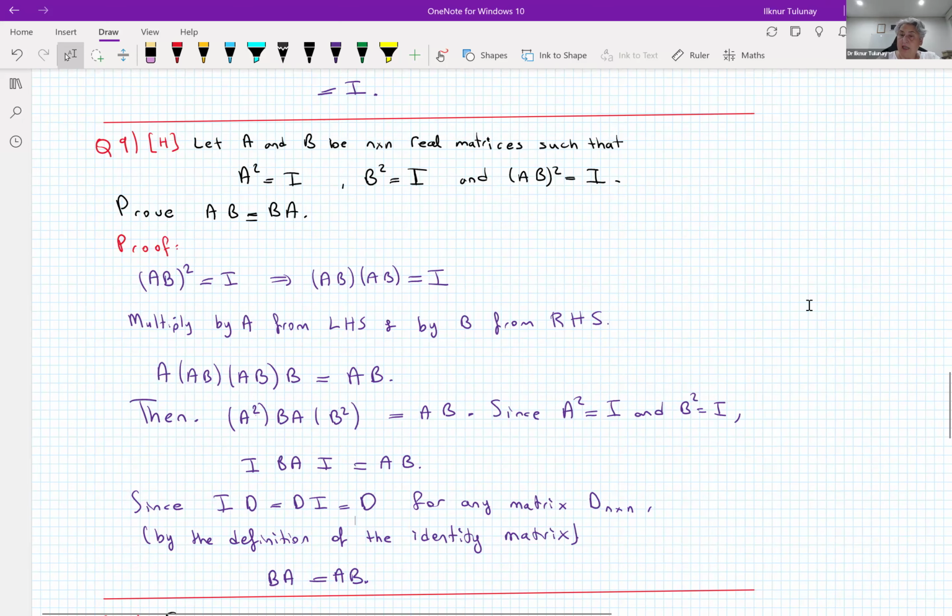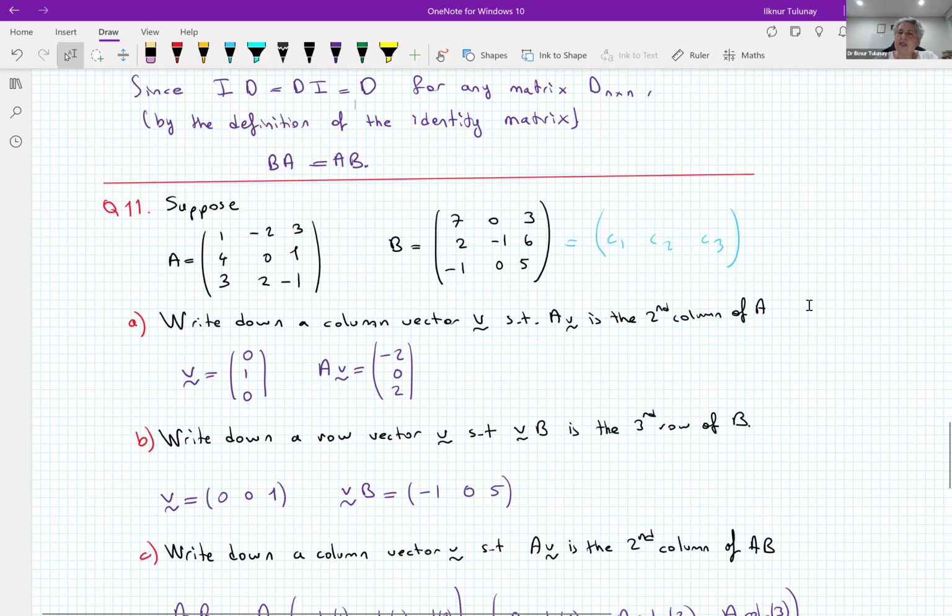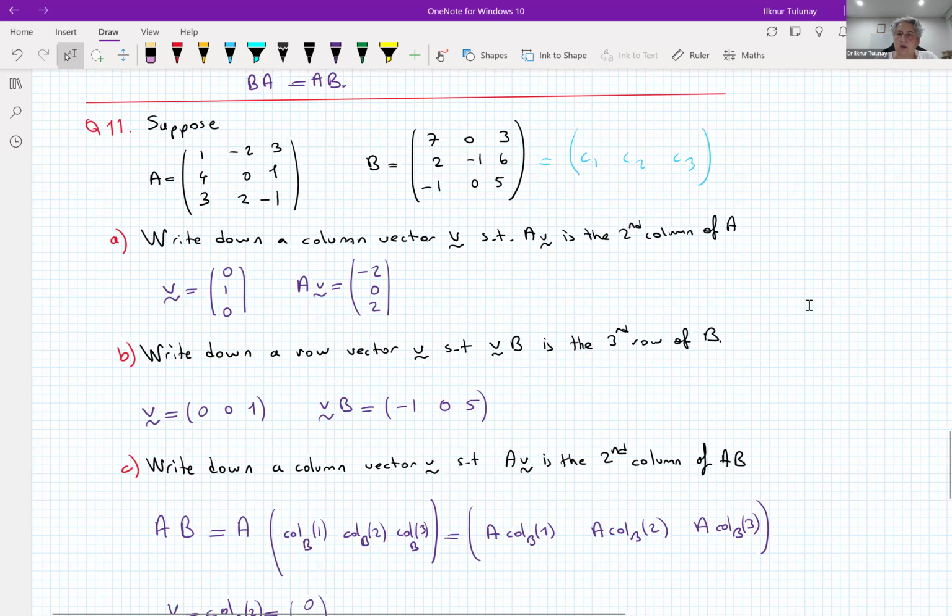Okay, let's move on to the next question. It is a tricky question, and it is all about matrix multiplications, looking at them from a slightly different perspective. I have a matrix A, I have a matrix B. We would like to write down a column vector V such that AV will be the second column of A.